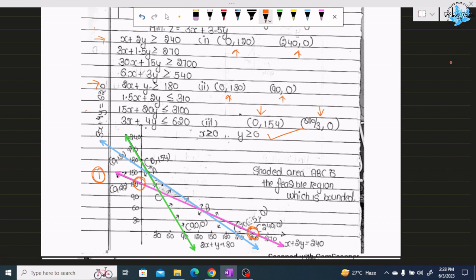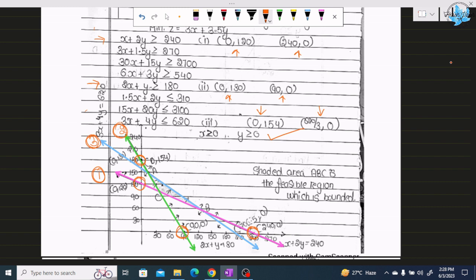Then the second is 0, 180 and 90, 0. So 0, 180 over here and 90, 0 on the x-axis. So the green line shows the second equation. Now the third, the blue line shows you the third equation. So in this way you will get the graph of the equations. Now we will find the shaded area.